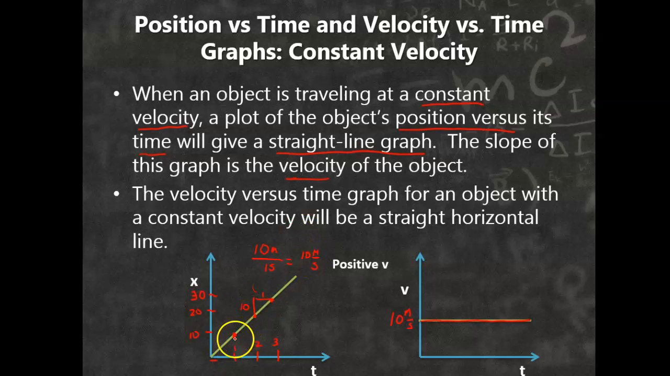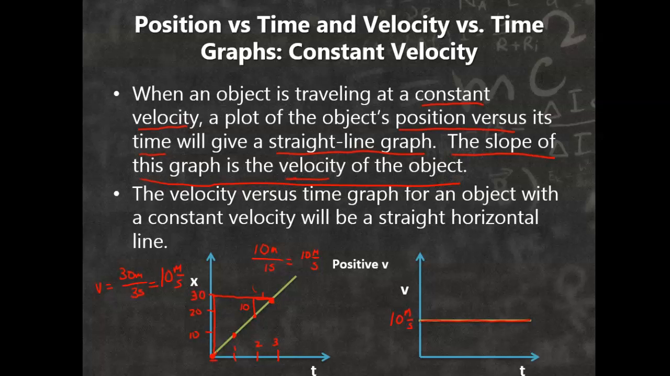And I could do it between any 2 points, right? If I took this point and this point, what's my rise? I rose 30 meters in 3 seconds. So my velocity would be 30 meters of rise in 3 seconds, which would simplify to 10 meters per second. So the conclusion is the slope of a displacement versus time graph is equal to the velocity of the object. Okay, so the slope of a position versus time graph is equal to the velocity of the object.